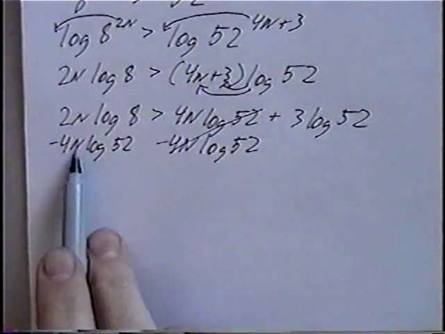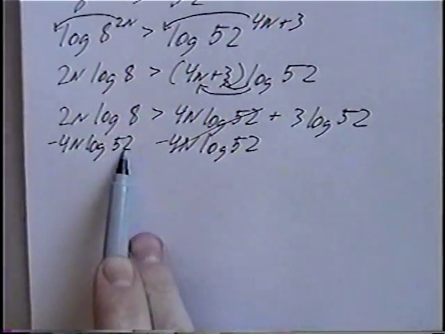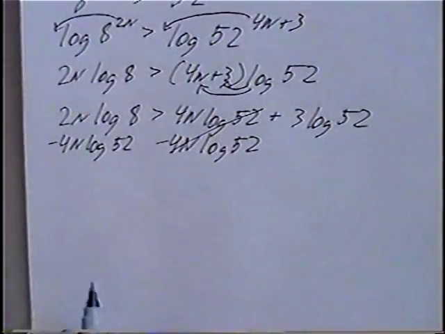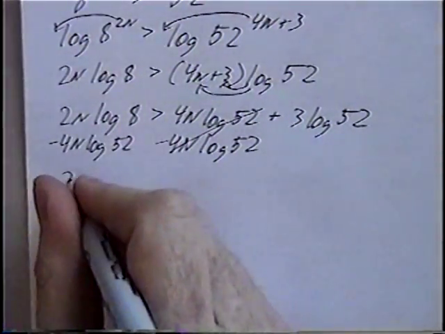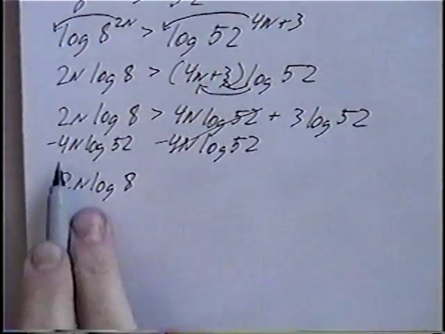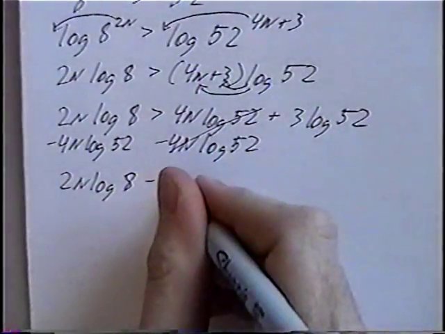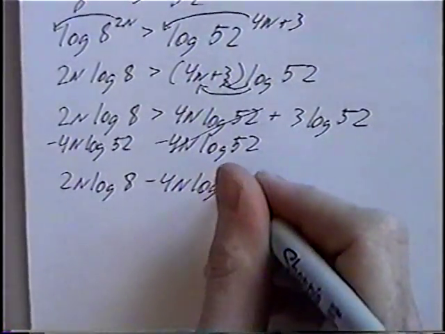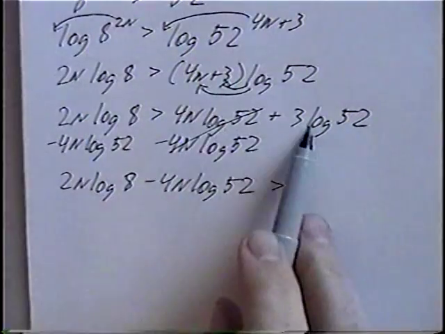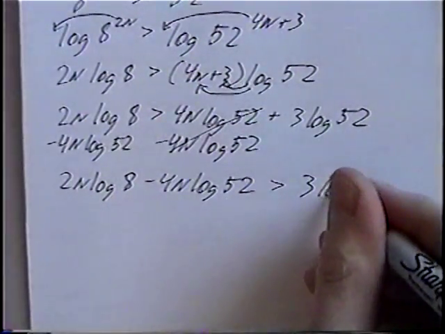The n's are common terms, but with log 8 and log 52, we don't know exactly what those numbers are without using a calculator. So to actually subtract these, we'll have to write them side by side. 2n log 8 minus 4n log 52 is greater than 3 log 52.